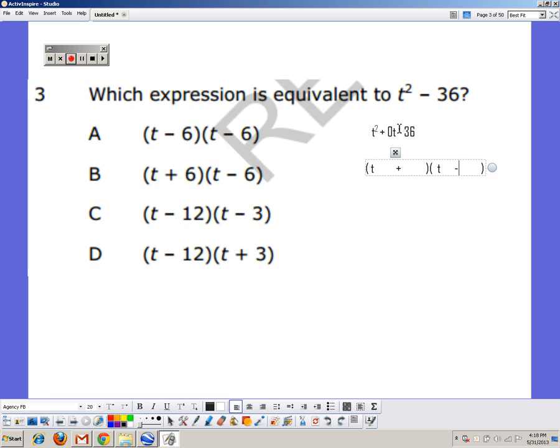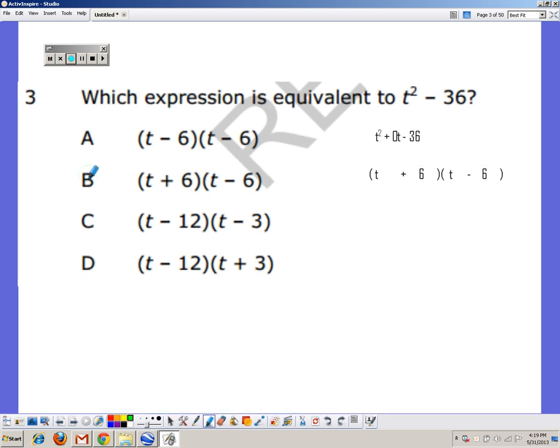Since it's 0t, that means we need a positive and a negative number, such as negative 5 and positive 5, because they're the only numbers with different signs that add up to be 0. But we want it to multiply to give us 36. The only number in the world that can multiply itself and give us 36 is 6. So one answer is going to be t plus 6, and the other answer is going to be t minus 6. So the answer is B.